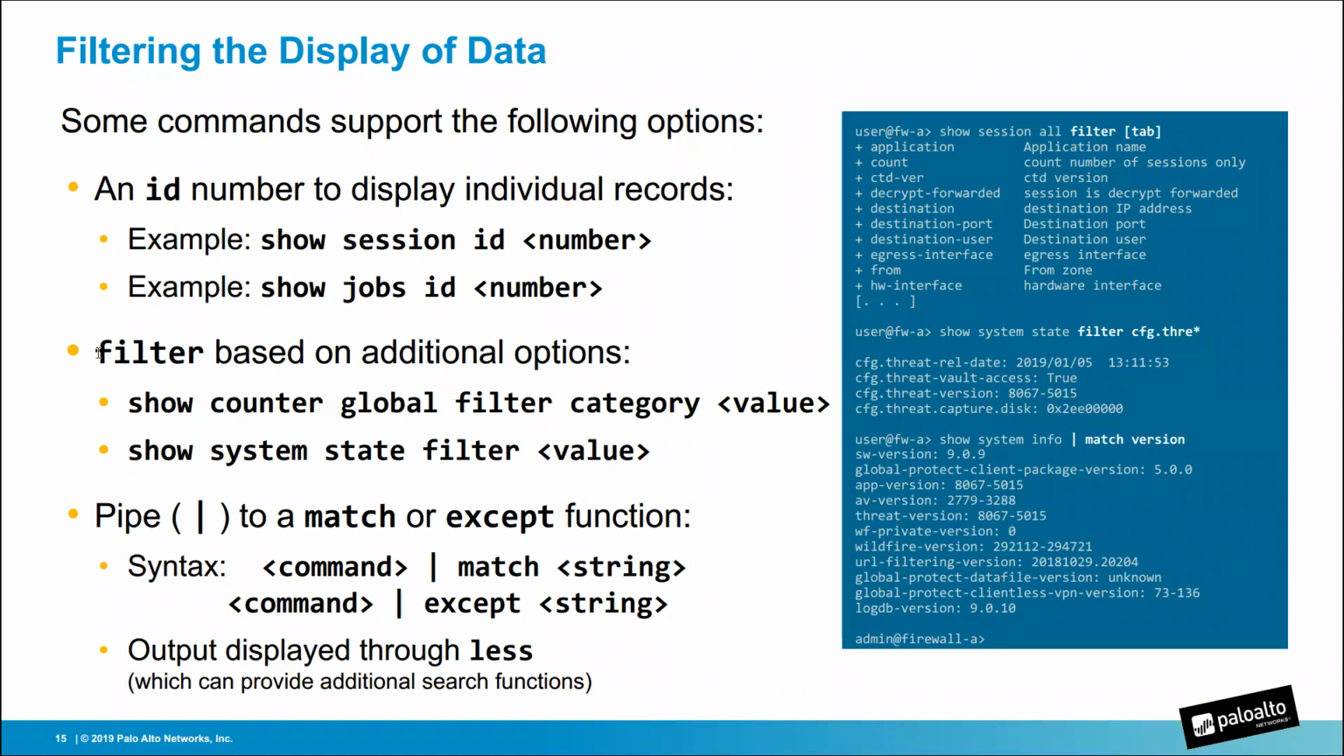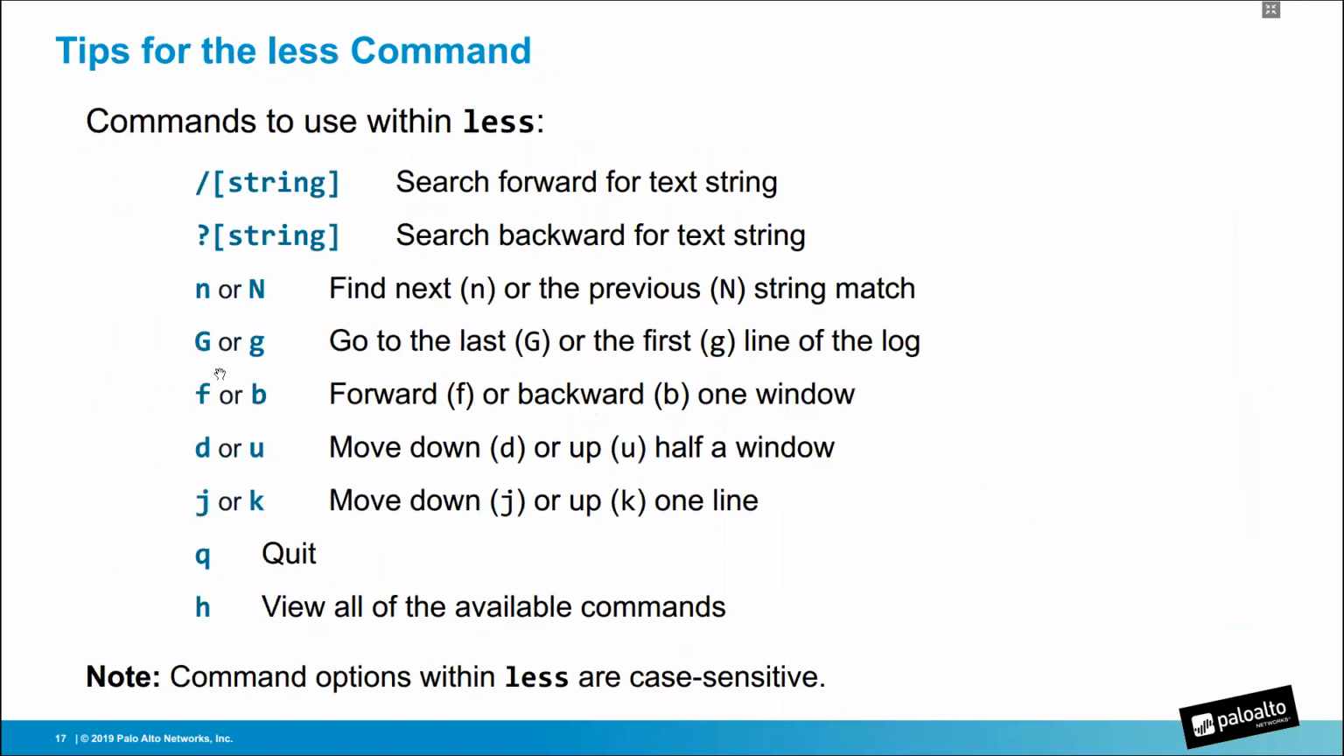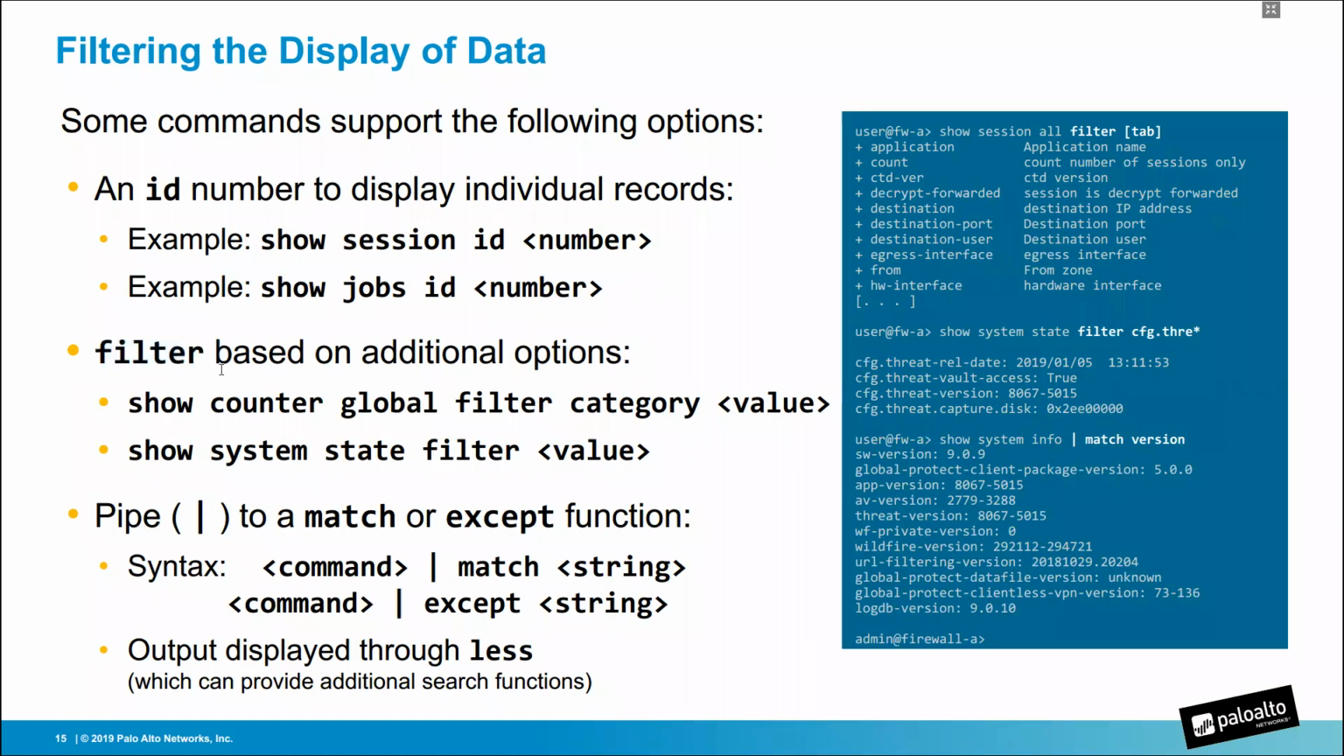Now, the filter keyword. You guys know how to use the filter keyword. Filter based on additional options. Show counter, global filter, and then category. Counter will show you counts, the number of packets received or transmitted, right? Show system state filter. You can put this filter as well. Filter is again an important keyword. And the next one is pipe. We know how to use pipe, right?